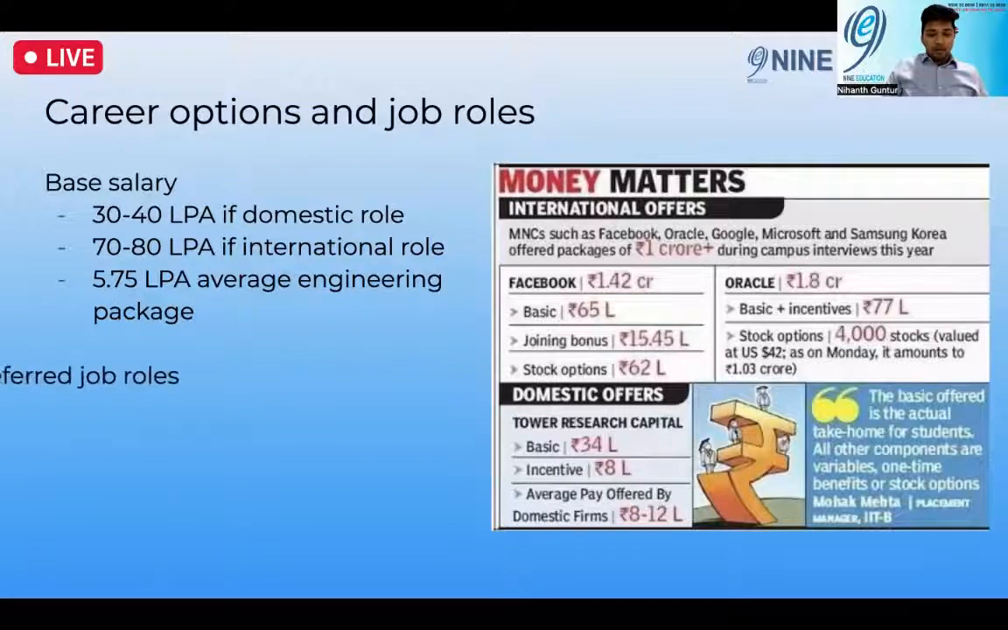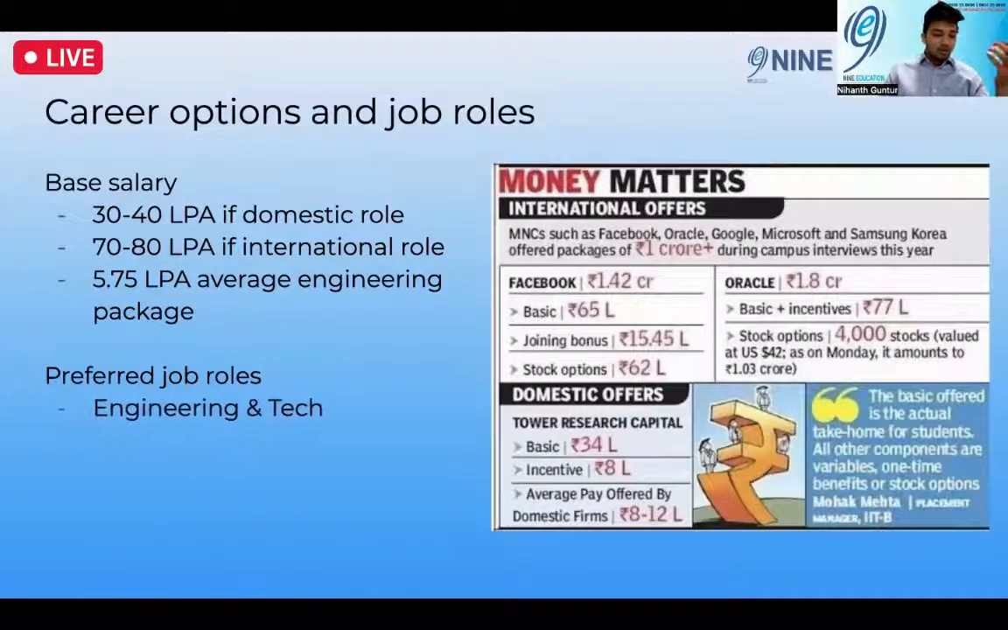Now, is it to say that everyone who graduates from IIT makes these numbers? Obviously not, right? I'd be lying if I said that. There are obviously some preferred job roles, some preferred streams that actually make really good pay and have a great career after their graduation. So engineering and technology, related to civil engineering, mechanical engineering, and so on and so forth, actually have a high demand.